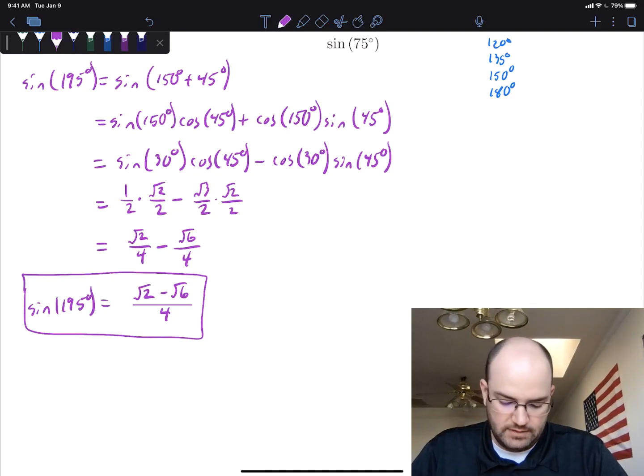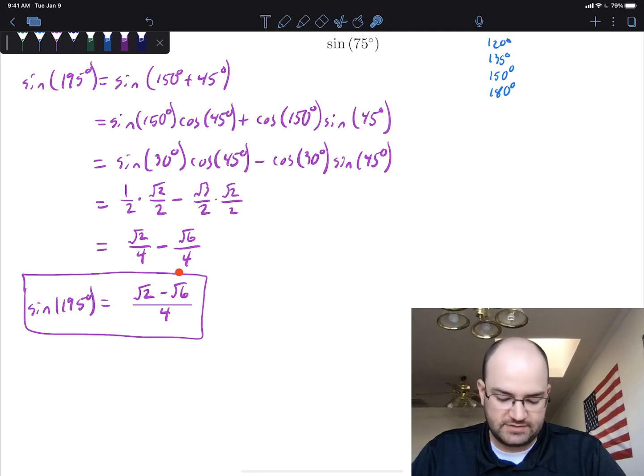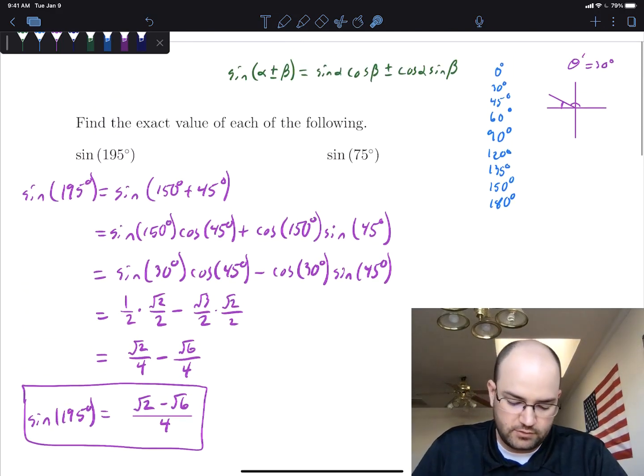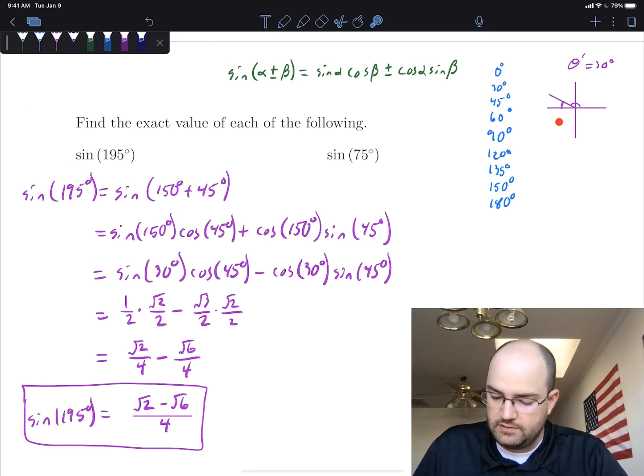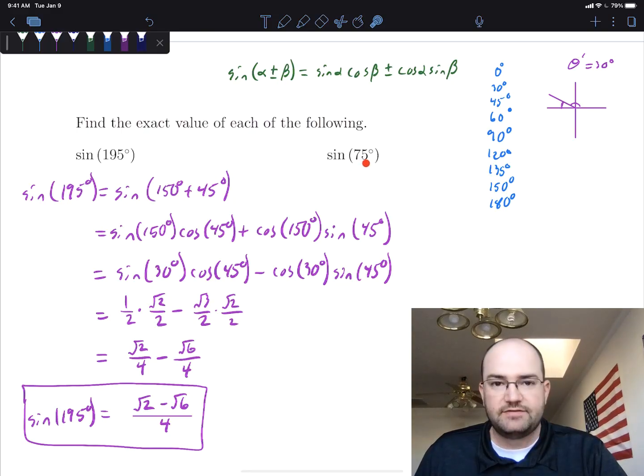So the sine of 195 degrees is root 2 minus root 6 all over 4. Excellent. By the way, notice that this is negative. Root 2 is less than root 6. So this makes this negative, and we are in the third quadrant for 195. And in that quadrant, only tangent is positive, so that makes the sine has to be negative there. Good. Now we can do sine of 75 degrees.